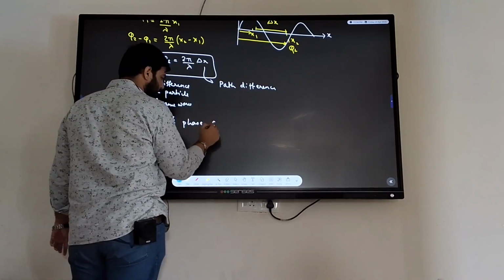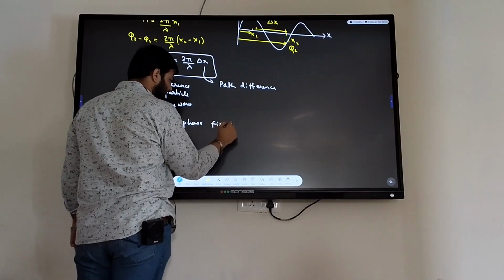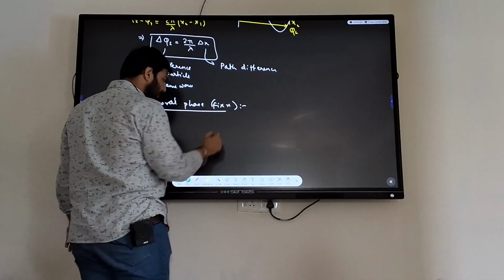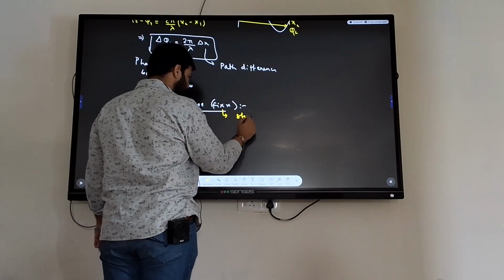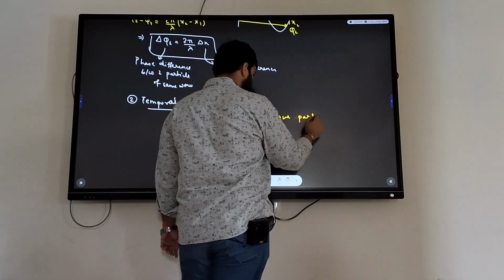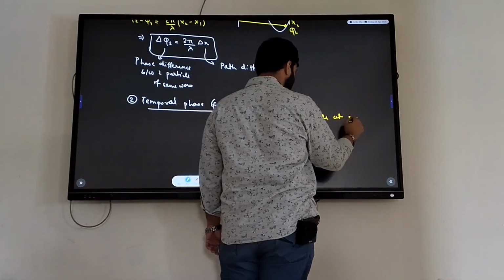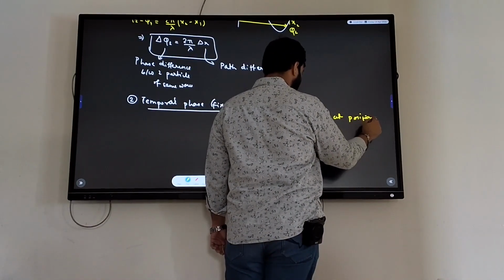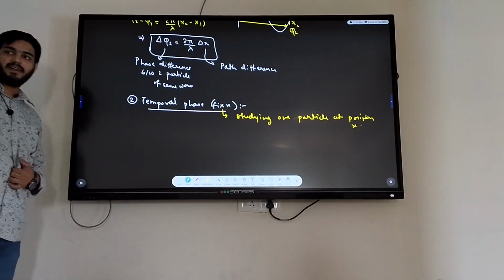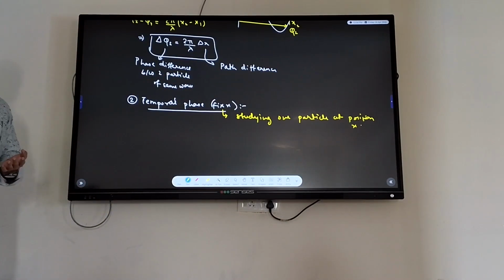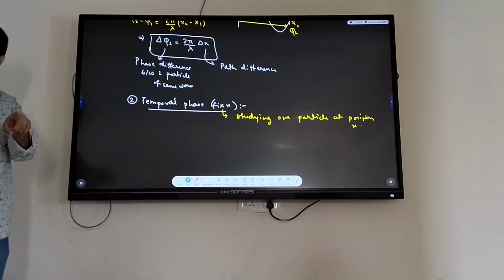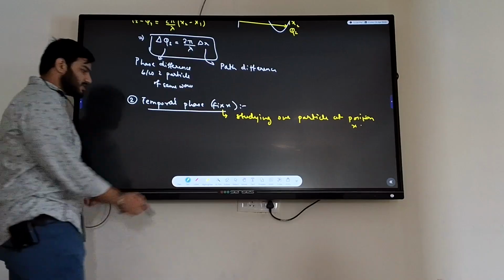What will you fix here? Fix x. When I fix x, then what am I doing? Looking at one particle, studying one particle at position x. Is it okay? I'm studying only one particle, its time evolution. It's an oscillatory motion, no? The particle oscillates. So how will the time evolution look like?